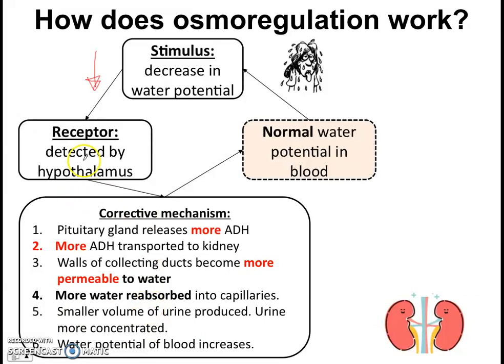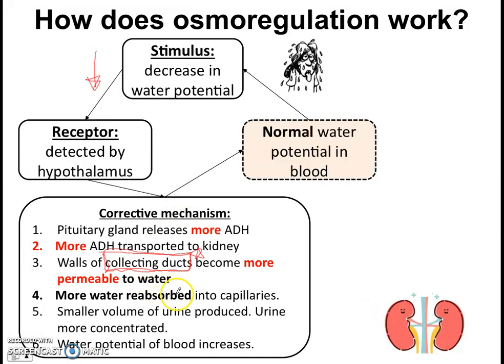So how does the hypothalamus do that? Again, the hypothalamus detects this decrease in water potential. Then it sends a signal to the pituitary gland to release more ADH. So more ADH is transported to the kidneys, and ADH acts on a very specific part of the kidney called the collecting duct. You must remember this. It acts on the collecting duct. It makes the collecting ducts more permeable to water. So now more water is going to be reabsorbed into the capillaries through the collecting ducts.